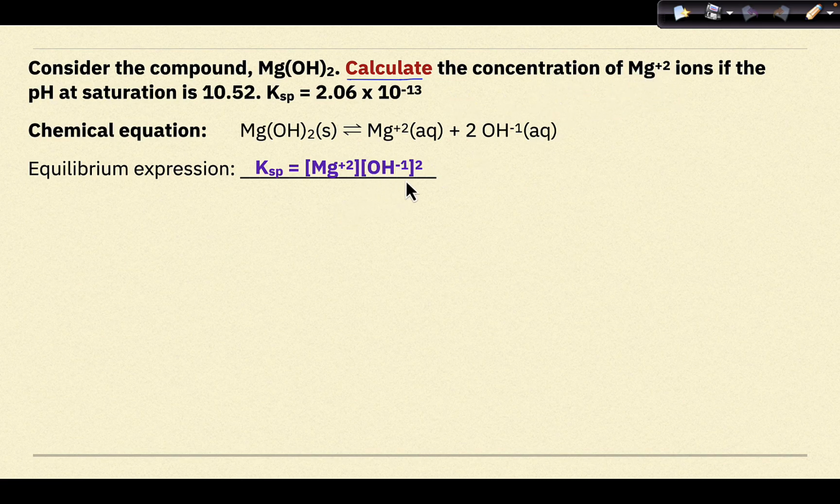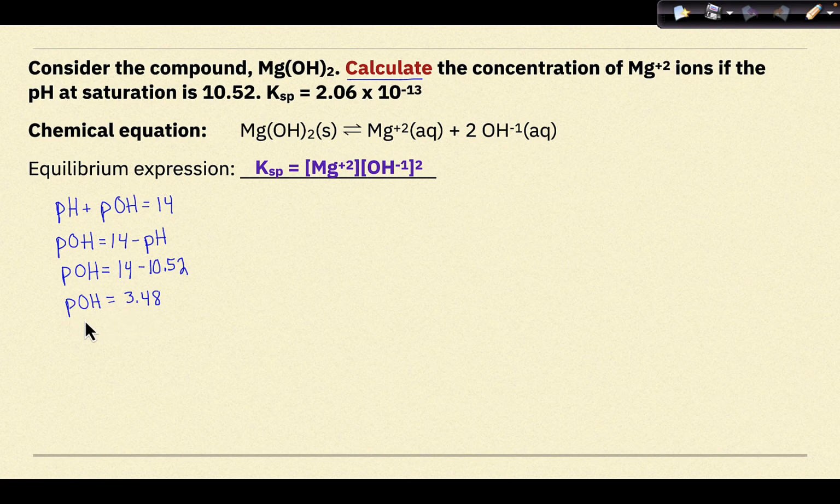The first thing that we need to do to calculate the concentration of the magnesium ions is to find the hydroxide ion concentration. We can do that by using the pH. So we're going to write pH plus pOH is equal to 14. We're going to rearrange the equation to solve for pOH, and then we're going to plug in our value for pH. 14 minus 10.52 gives us a pOH of 3.48.